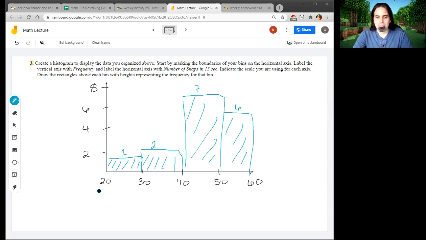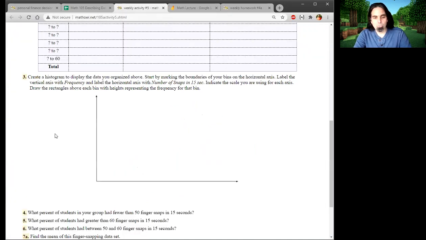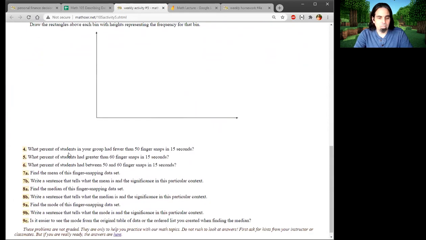So let's go back through the steps. We marked the boundaries of our bins. That axis was our first thing. We saw how tall to do this. Then we drew the rectangles above each bin to make the frequencies happen. You did a great job last week with doing this in Excel. This is just testing that you can do it by hand. A lot of you did this by hand last week too.